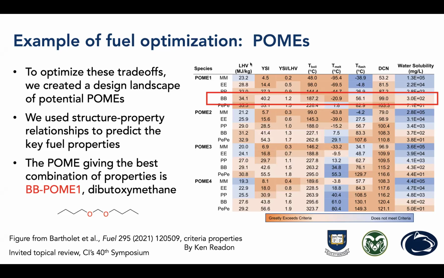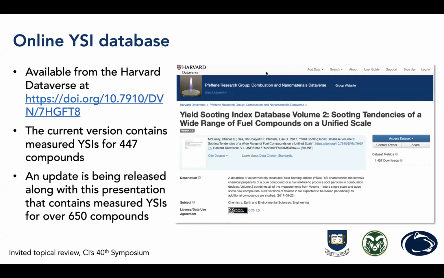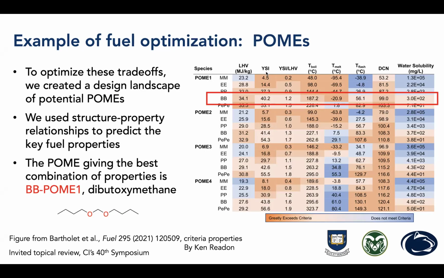What are the criteria? The lower heating value, the YSI, boiling point, melting point, flash point, derived cetane number, and water solubility. So we have to look at all of these, which are predicted using structure property relationships.